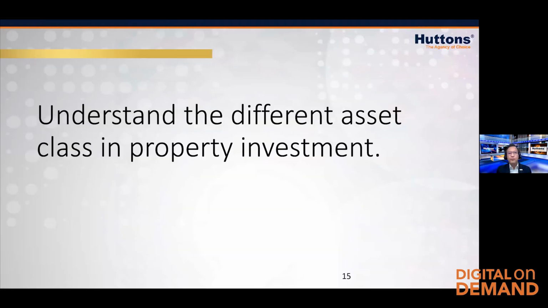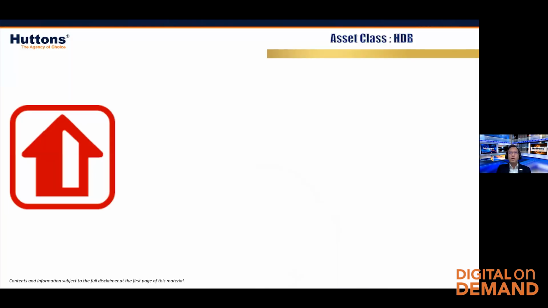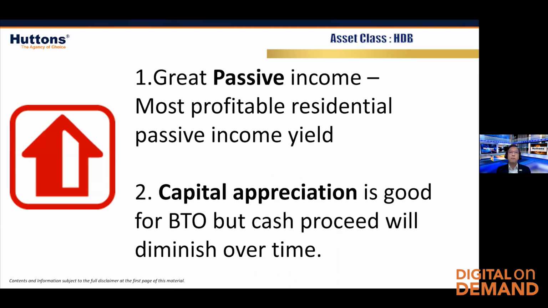Now, I want to share with you about understanding the different asset classes in property investment. So now, all of us have HDB. The asset class of HDB is a great, fantastic passive income, because it gives you one of the most profitable residential passive income yields if you compare with any other that you probably own. For me, I share with you my example is 20%. So 20% rental yield is substantial. In fact, it's quite unheard of.